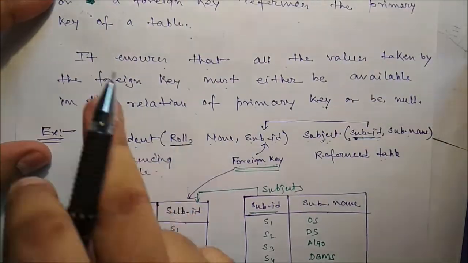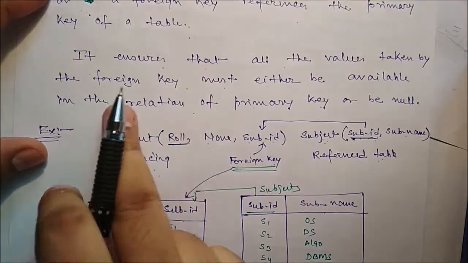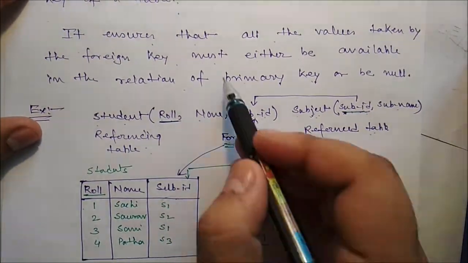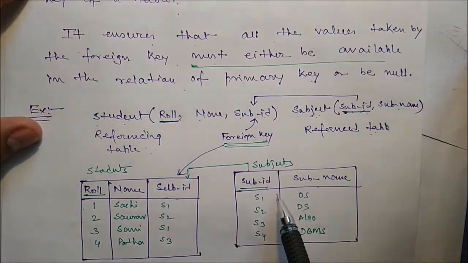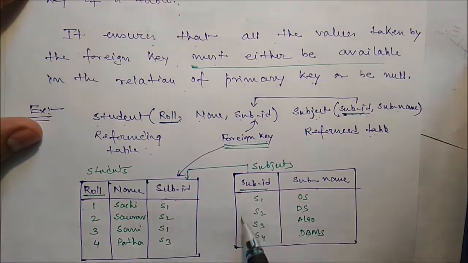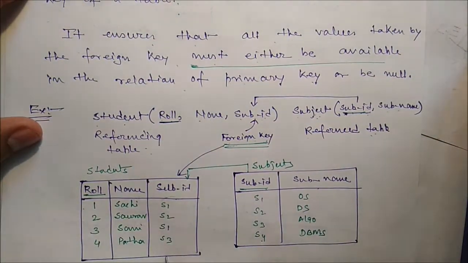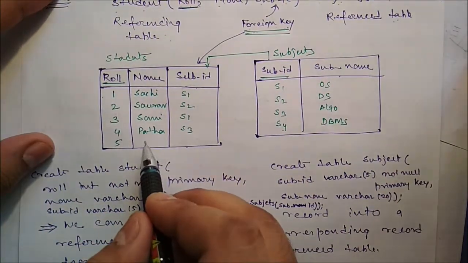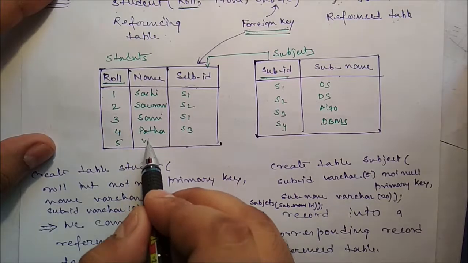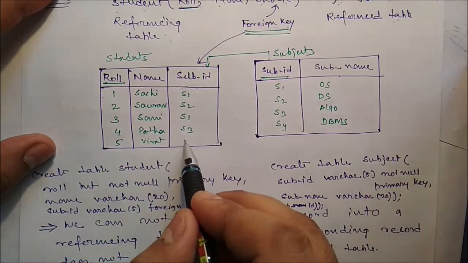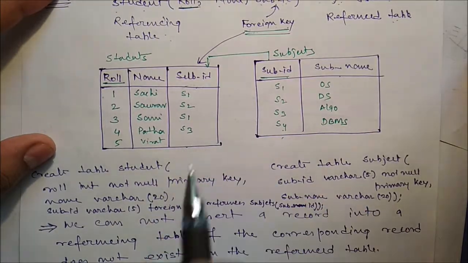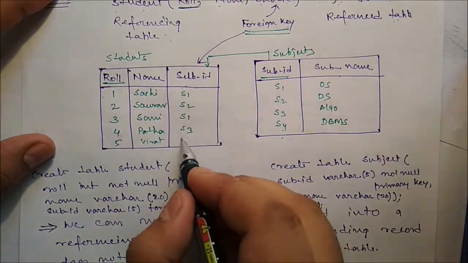Okay, now you can see it ensures that all the values taken by the foreign key, here all the values taken, S1, S2, S3, must either be available in the relation of a primary key or be null. Now suppose here roll number 5, we can say it is Virat Kohli, and the subject ID is not decided, so here we can put null.